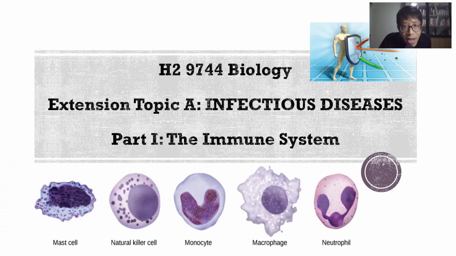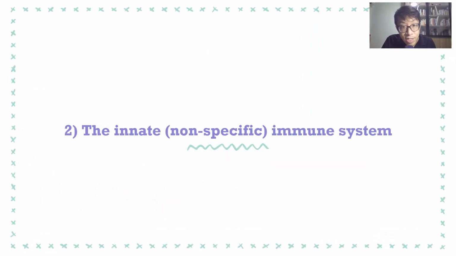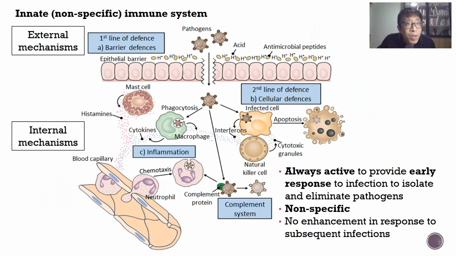Alright, next we are going to look at the innate or non-specific immune system. The innate immune system is the first line of defense of the immune system. It serves to first prevent infection. Prevention is always better than cure. So it prevents infection, but if infection does occur, if the pathogens do enter the body, then it also provides the early response to such infections.